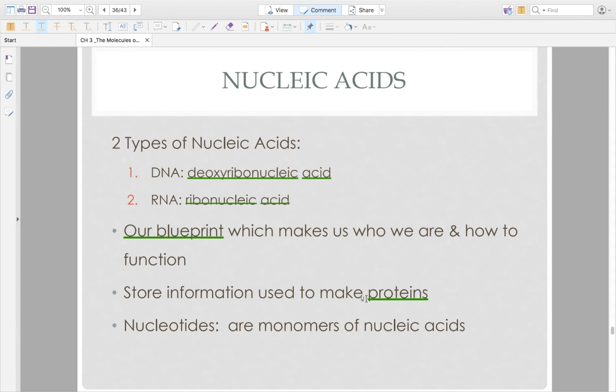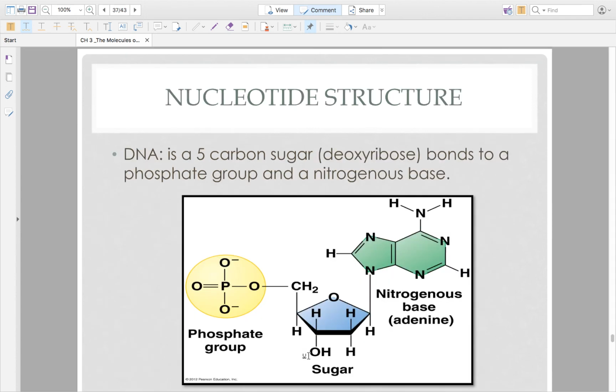Okay, now what are nucleic acids made out of? The monomer subunit is something called nucleotides. Those are the monomers of nucleic acids. Now there's one for DNA and one for RNA, but they're still called nucleotides.